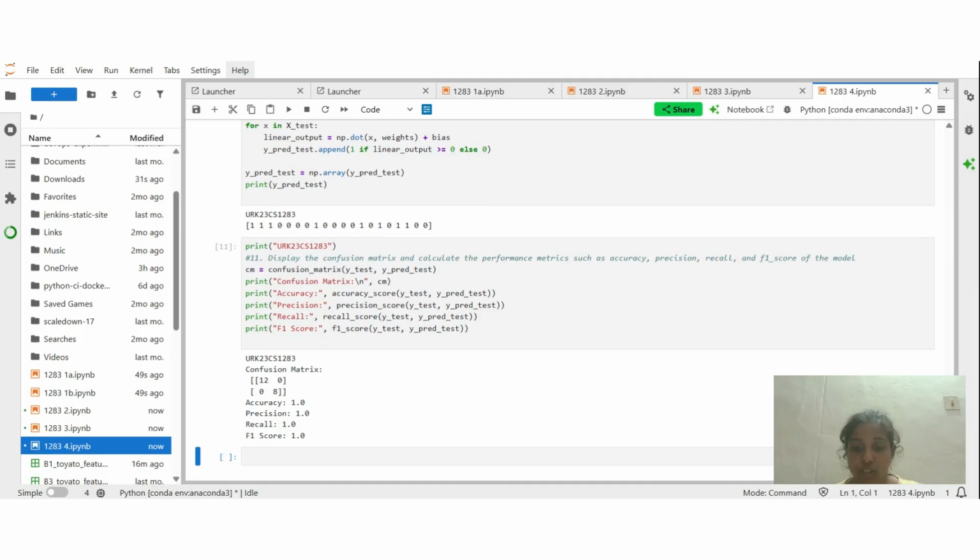And the 11th step is the confusion matrix. Why are we using the confusion matrix? It measures the quality of a classifier beyond simple accuracy. Thank you.